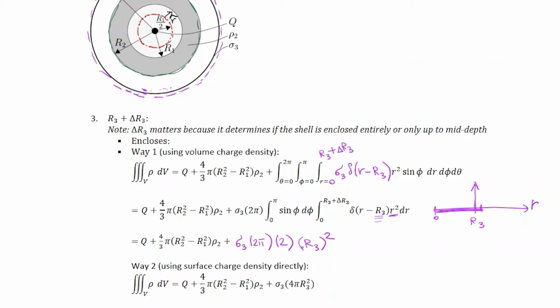Now there is a second way to get this same result, by using the physical meaning of this sigma here. We know that sigma 3 is the surface charge density, so it's the amount of charge per unit area of the surface. So to get the total charge of this thin shell, we want to take this surface charge density and multiply it by the area of the surface of the thin shell, which is going to be sigma 3 times 4 pi r3 squared.